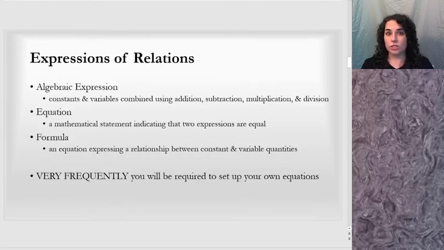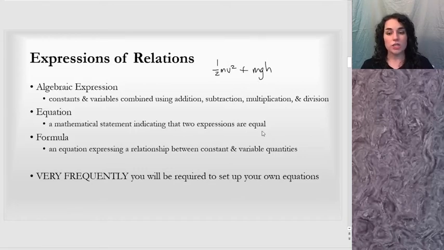Expressions of relations, just to remind you of some mathematical terminology. An algebraic expression is just some constants and variables combined using standard mathematical operations, right? So I could have 1/2 mv squared plus mgh. That is an algebraic expression, okay? There's no equal sign in it. It's just some symbols, and there's addition and multiplication, exponents, etc.